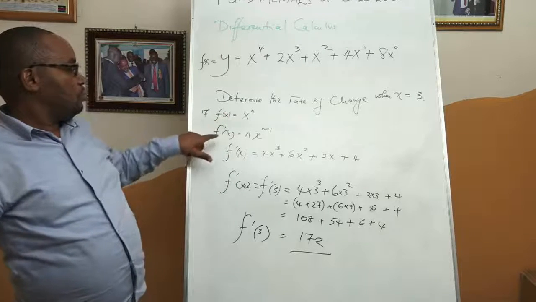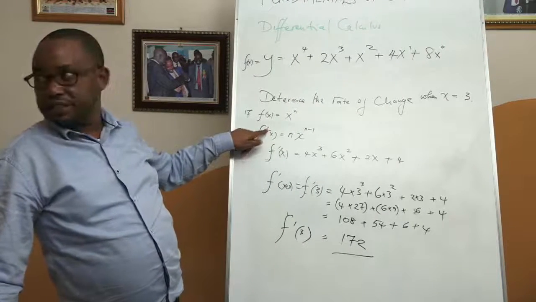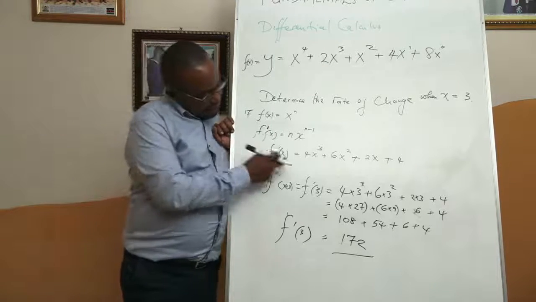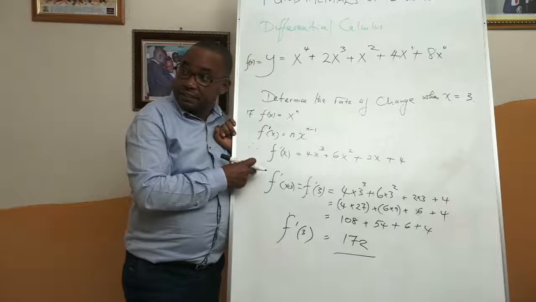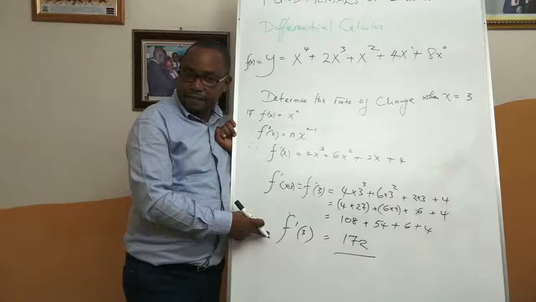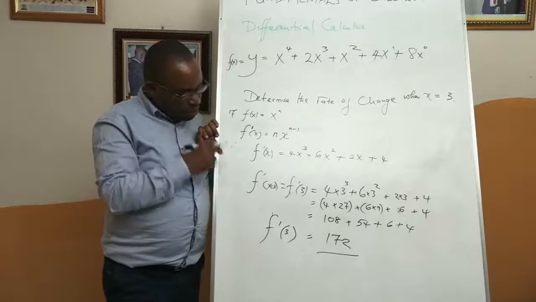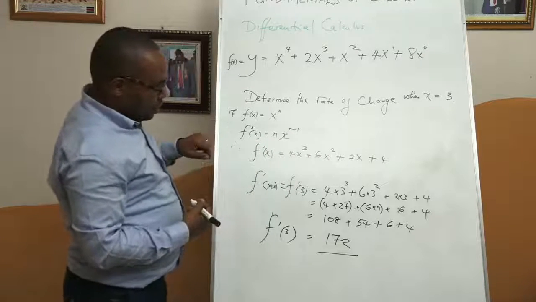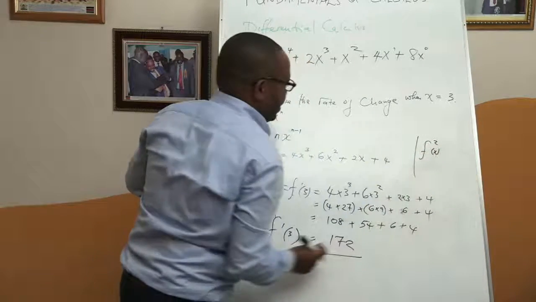This is what we call first derivative, where you put a prime. This is the first derivative. And the first derivative gives us the rate of change. It's important to understand that one. The first derivative, we only derive it for the first time. We can also derive it a second time, and if we do the second time, we would say second derivative of the function of x.